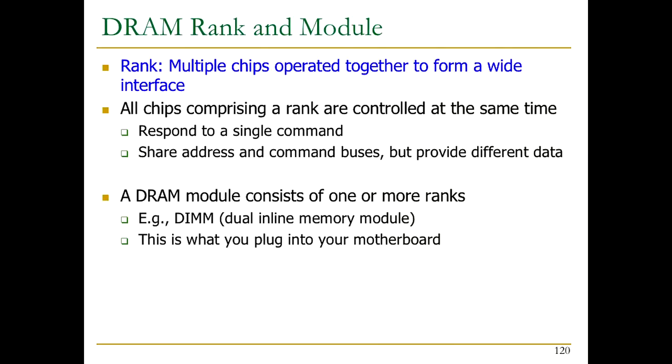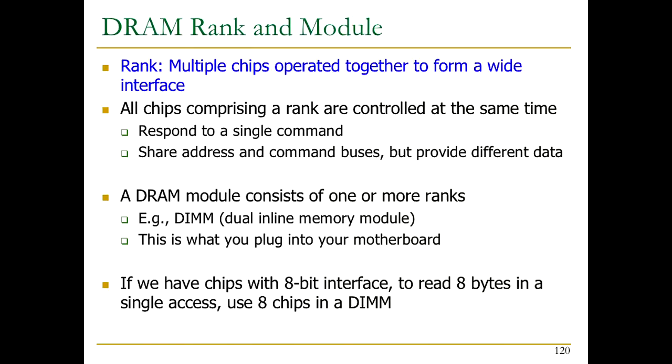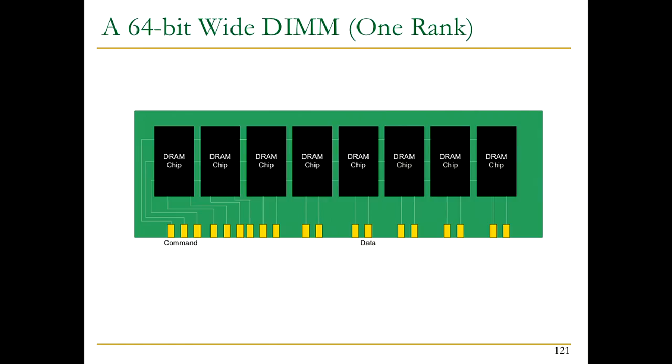So a DRAM module consists of one or more ranks. For example, a dual inline memory module. I don't want to go into the detail of what's a dual inline, what's a single inline. It's not important, really. So basically, the module is what you plug into your motherboard. And if you have chips with an 8-bit interface, to read 8 bytes you use 8 chips in a DIMM. This is one example, as you can see. This is 8 chips in a DIMM. And they all share the command buses. They all share the data buses.